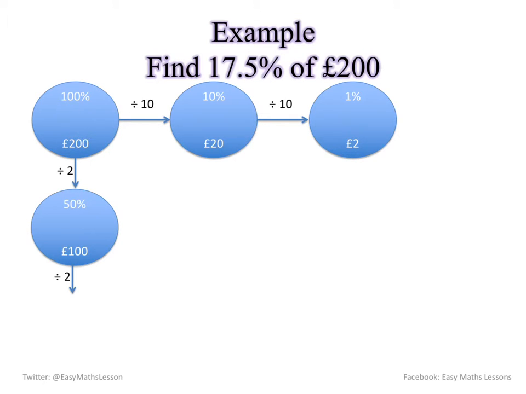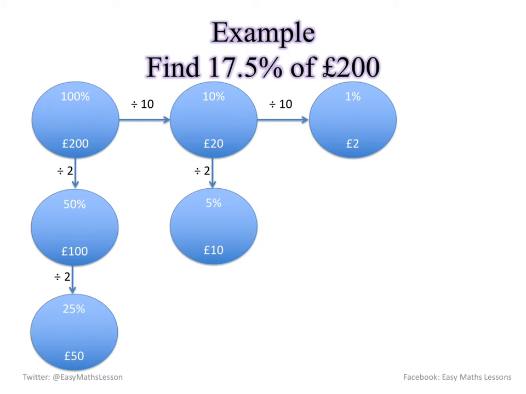I can half it again if I want to. That will just give me 25%. It's probably not necessary, but it's good to know. As I said before, whenever you go downwards in this method, you need to half it. So I'm going to take my 10% and half it, and half of 10% is 5%. But remember, I want to get to 17.5%. There's many ways of getting there, so I'm going to show you quite a few of them.